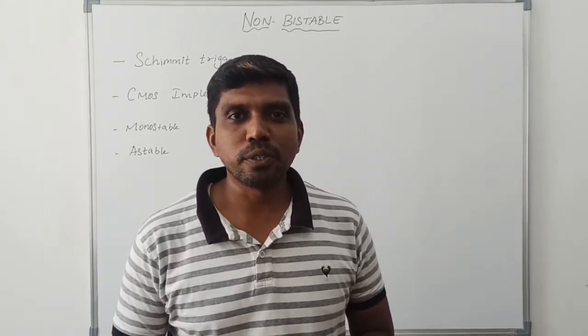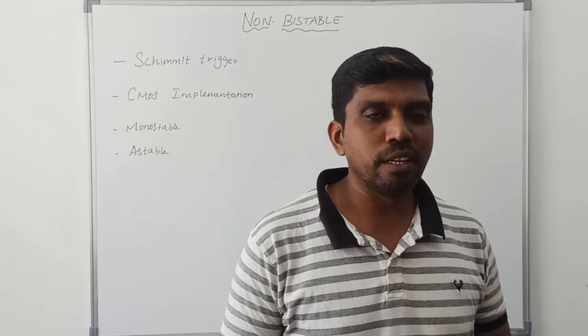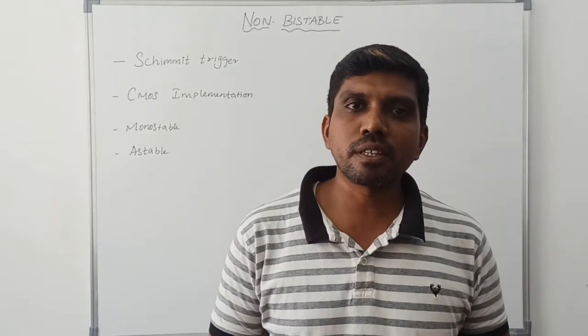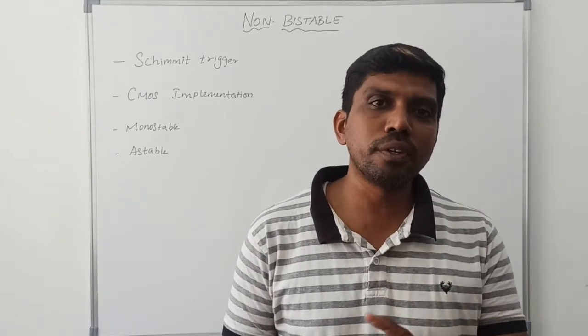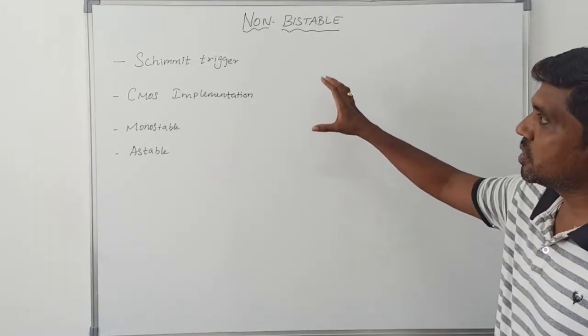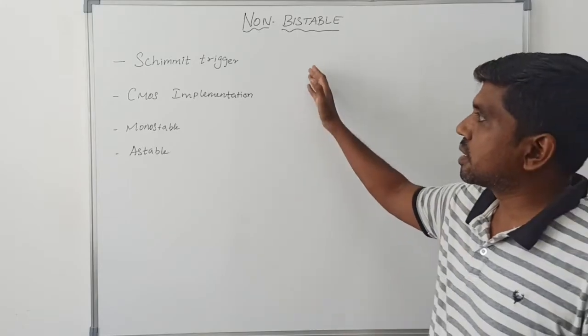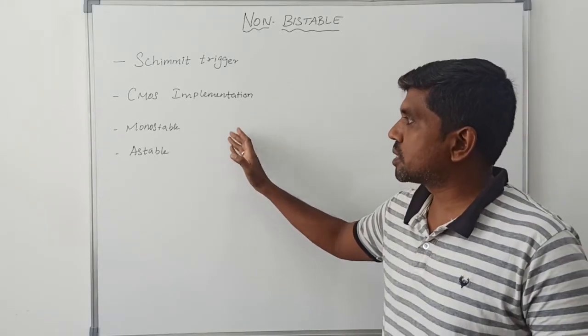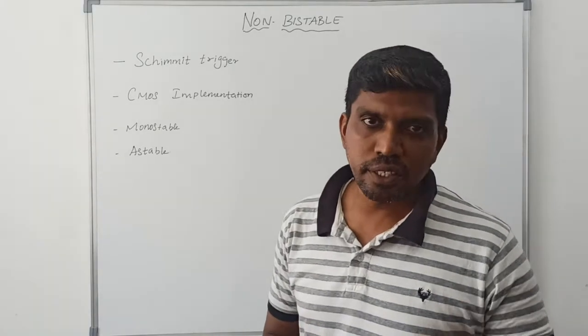Today's class I am going to teach about non-bistable in VLSI design. In the previous video we discussed bistable in VLSI design. If you need it, kindly refer to that video. In this session I will focus on these four things: first one is the Schmitt trigger, then CMOS implementation, monostable and astable. We will discuss one by one.